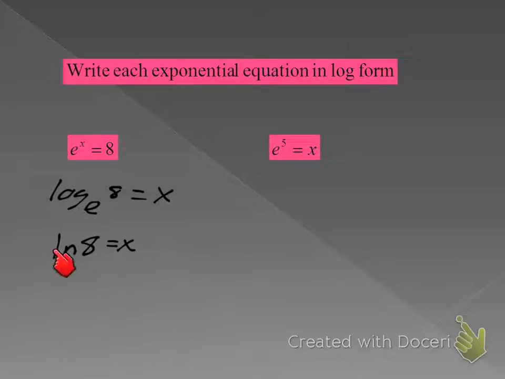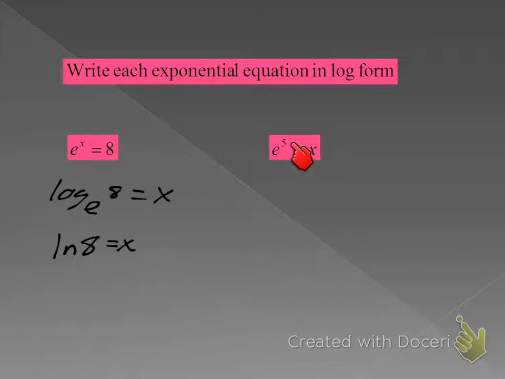ln is your natural log. I know it's backwards. It comes from the old roots of words and stuff like that, so I don't know exactly why. I think, if I'm not mistaken, it's supposed to be like log natural or something like that. But I'm not 100% on that, so don't quote me on that one. But it's ln of 8 equals x.